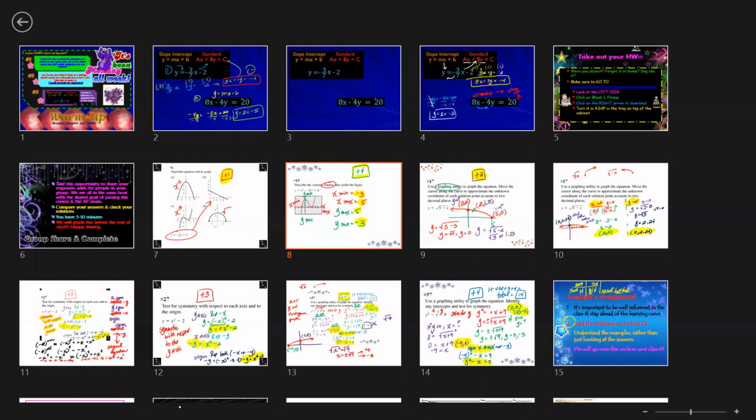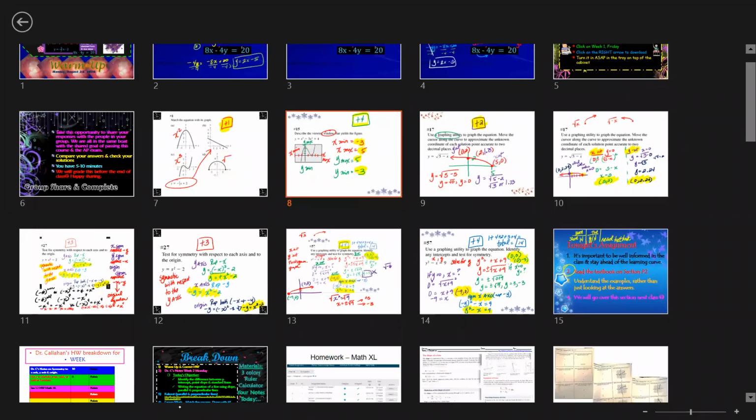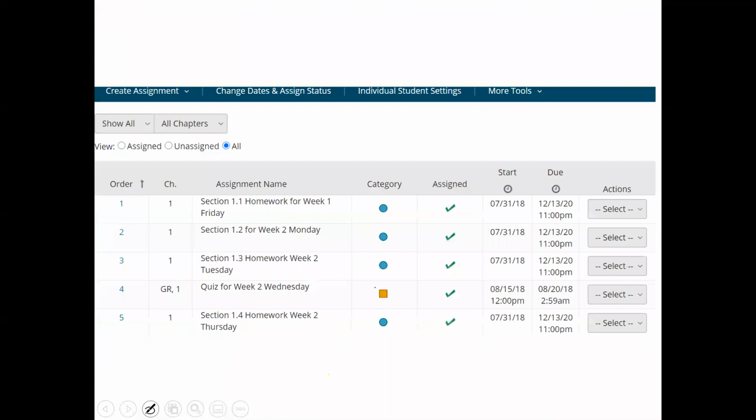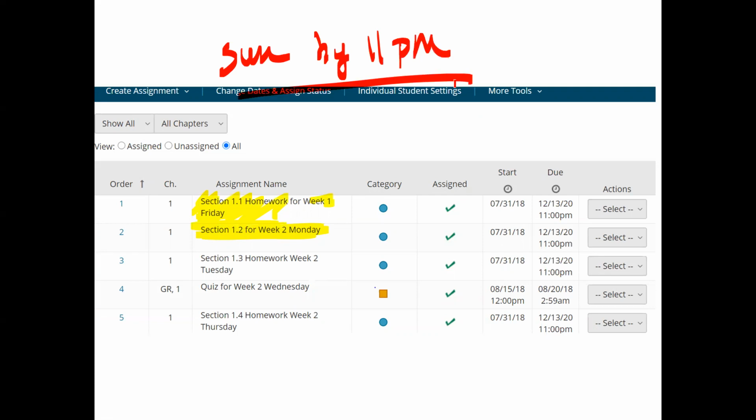Okay, so as we're moving on towards this, please keep in mind that your homework assignment for this class is going to be on Math Excel. If you log on to Math Excel, you should see that I label all the homework. For example, 1.1 is for week 1 Friday, so that's from last week. This is week 2 Monday, and your homework is 1.2. All of your assignments are always going to be due on Sunday by 11 p.m. So that's what I would require you guys to do.